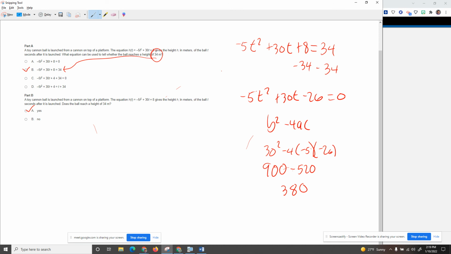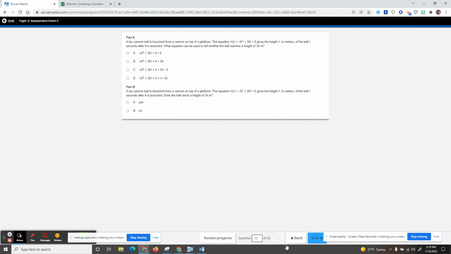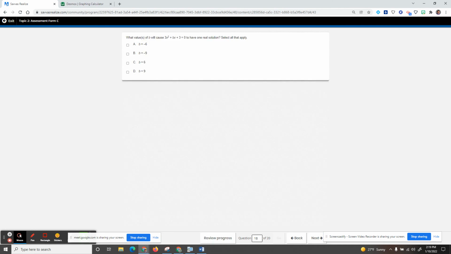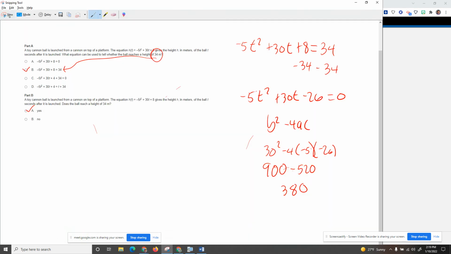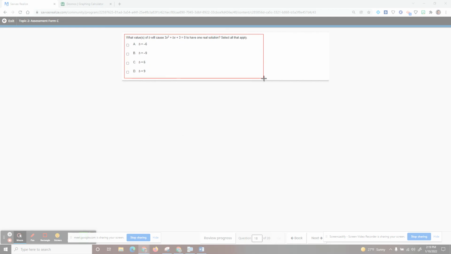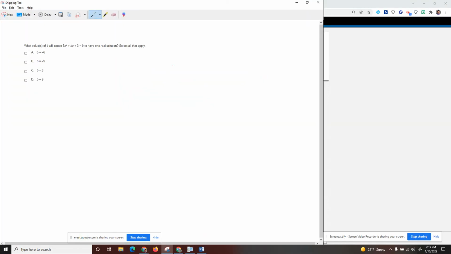All right, we're looking pretty good on time. I don't want to hold you guys up, but we have 3 questions left. What value or values of B will cause that equation to have one real solution? So we're also going to use the discriminant to answer this question. Recall that the discriminant is 0 when there is one real solution. So if I rewrite the equation, 3x squared plus bx plus 3 equals 0, b squared minus 4ac is equal to 0 when there's one solution.